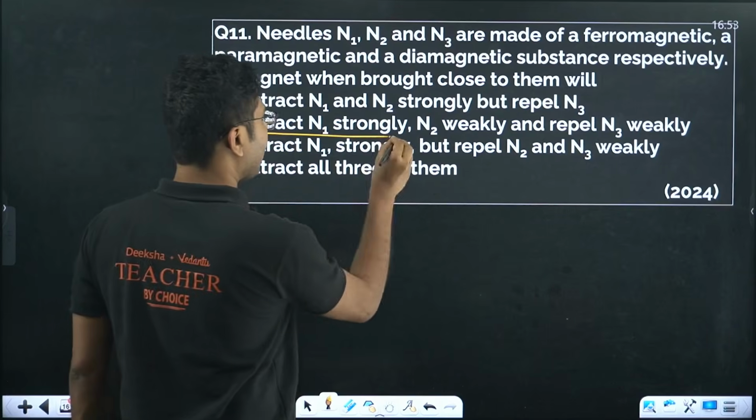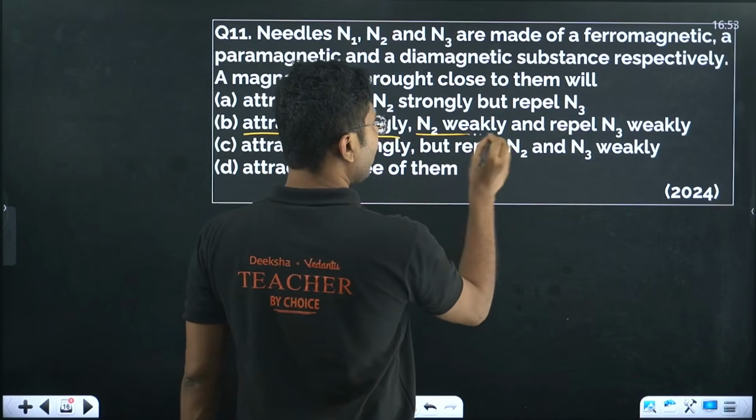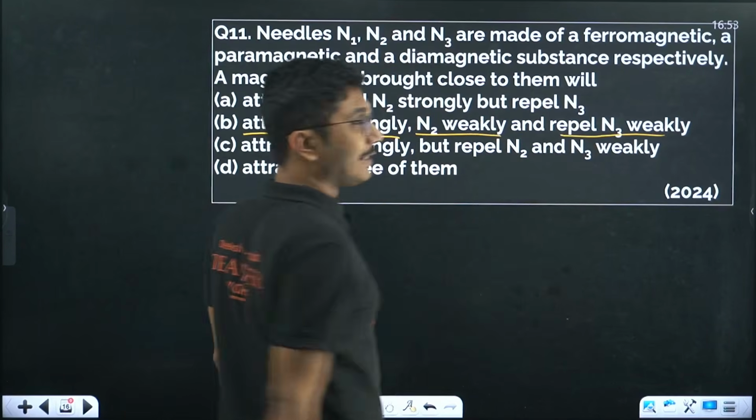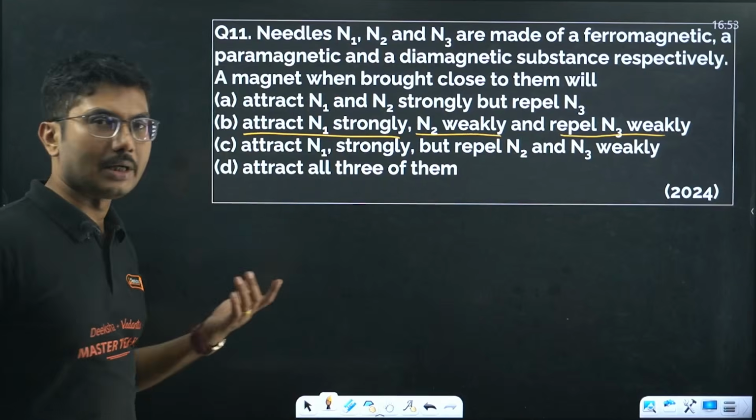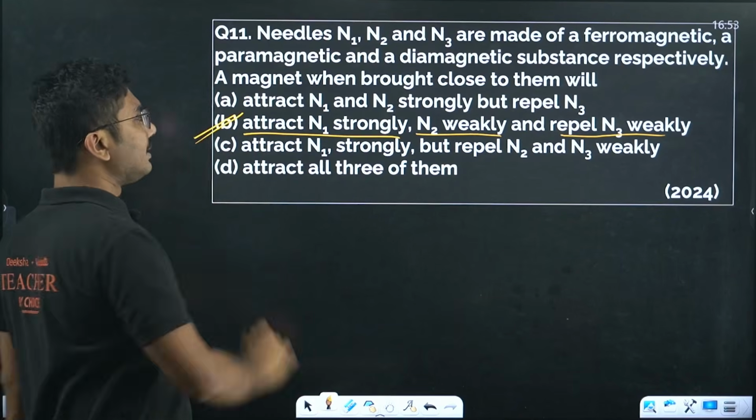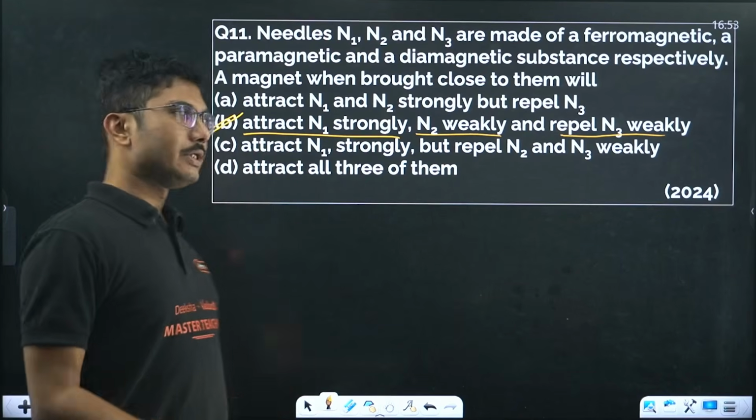So attract N1 strongly, N2 weakly and repel N3 weakly. Diamagnetic substances will be repelled weakly. So obviously this is the only correct answer for this question.